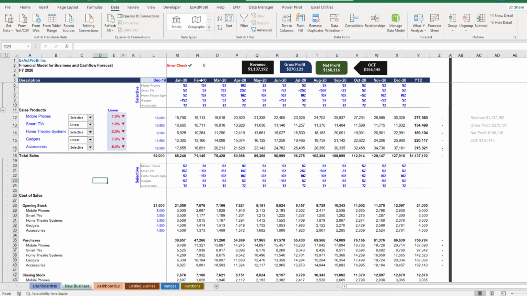So let's start with the overview of this completed model, the upgraded version. As you can see, we are in the new business tab here. Here, the financial model starts with the name of your company and the financial year. And here there are KPI cards and an error check.